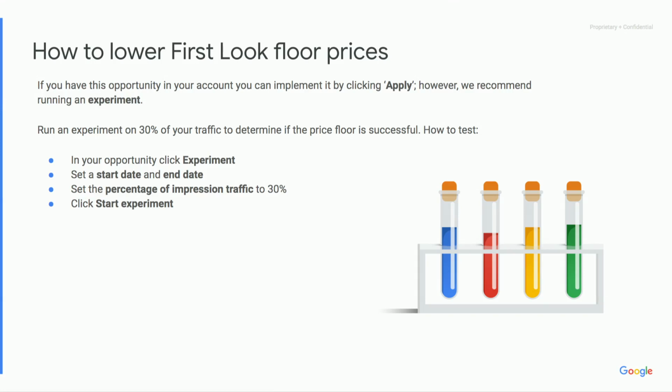To run an experiment, your account will set the default experiment percentage of impression traffic to 10%. However, we recommend increasing this to 30% to generate conclusive results on changes in buyer behavior. If not enough of your impression traffic is using the new floors, you likely won't see significant changes in buyer behavior. To test, click into your opportunity and rather than clicking Apply, select Experiment. Set a start and end date for your experiment as well as a percentage of traffic to test. Then click Start Experiment. Keep in mind that you can only run experiments if you have this opportunity available.